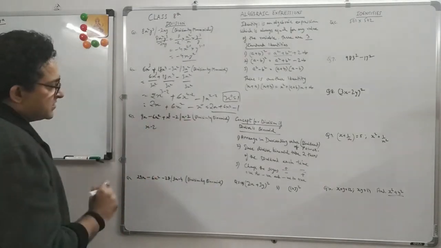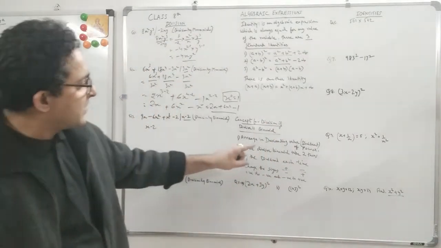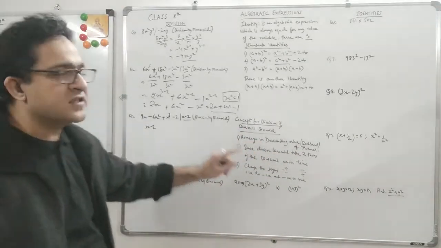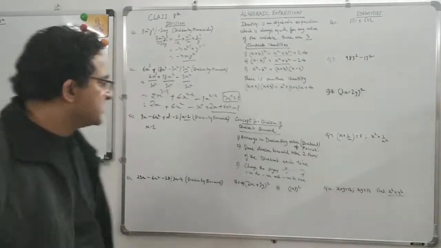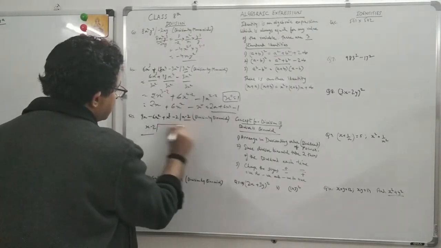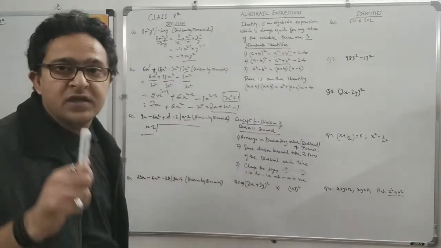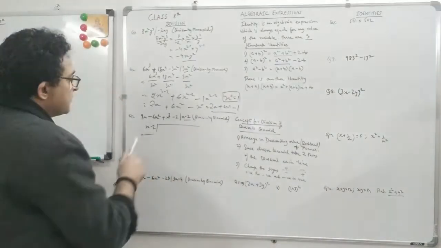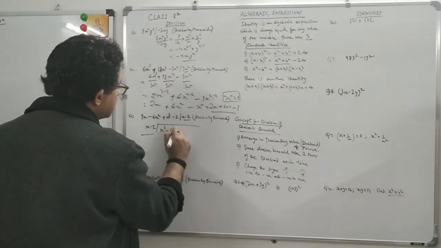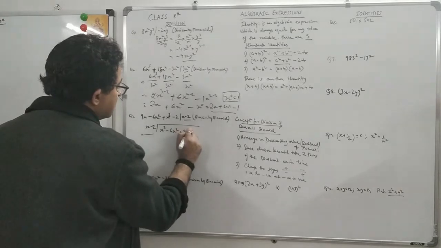There are 3 steps here. First of all, arrange in descending order of the power of the dividend. This is the first step. So first let's write the dividend in descending order of the power. First we'll write x cube, then minus 6x square, then plus 9x, then minus 2.